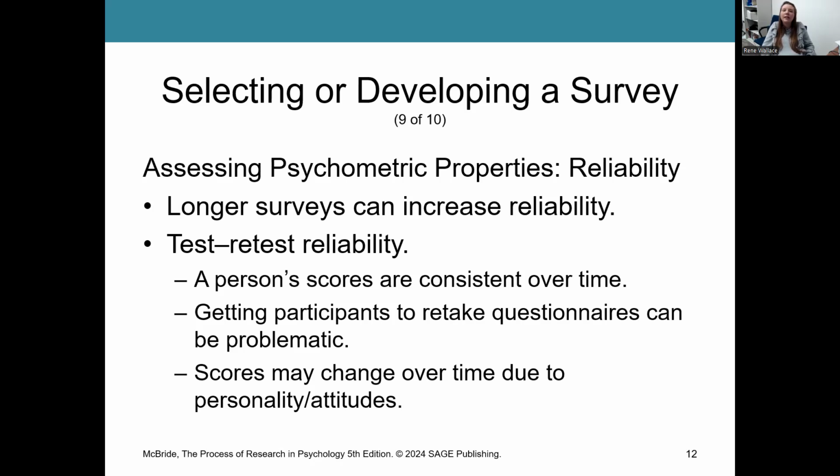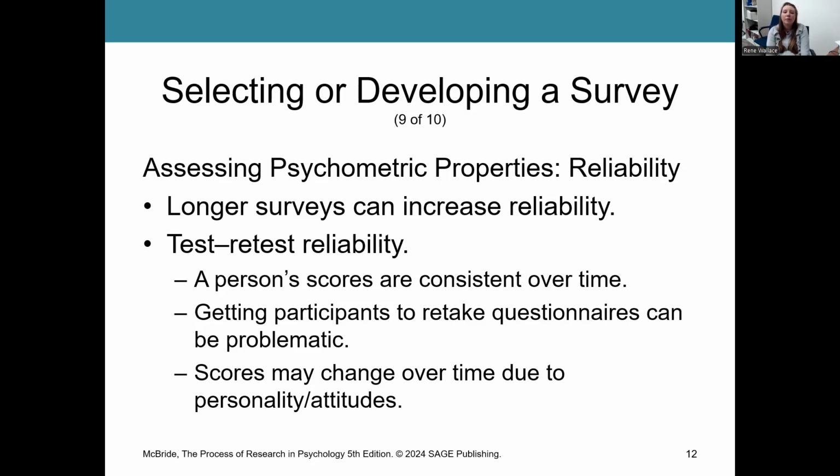Longer surveys can increase reliability, right? If I asked you in 5 questions if you were depressed or not versus 50 questions, the more questions there are, the better chance we have of it being reliable. And we know something's reliable if someone's scores are consistent over time. Think about your Myers-Briggs, right? If you've taken it in high school and then you took it in college and you take it in 5 years and 5 more years, you're probably going to have the same letters. And that's one of the ways we know that Myers-Briggs is reliable, because it's consistent over time.